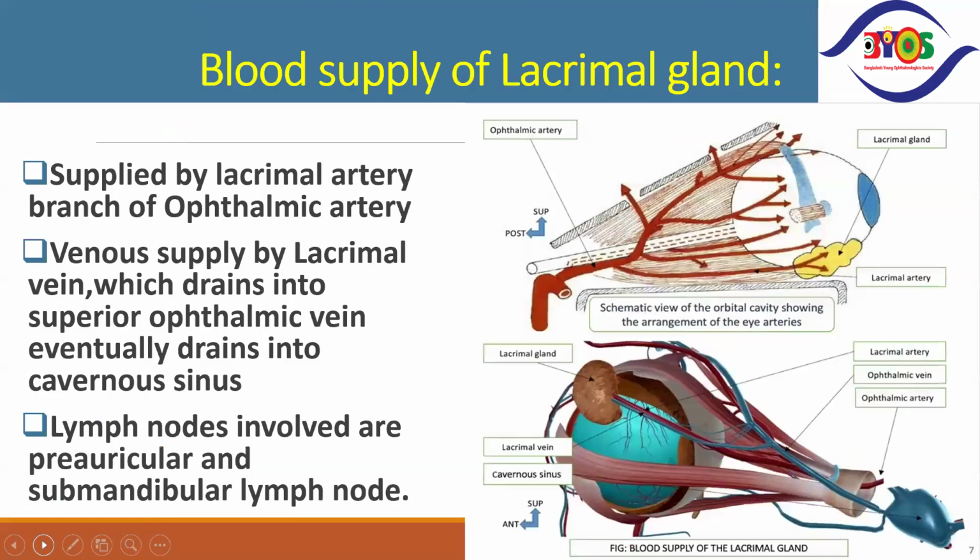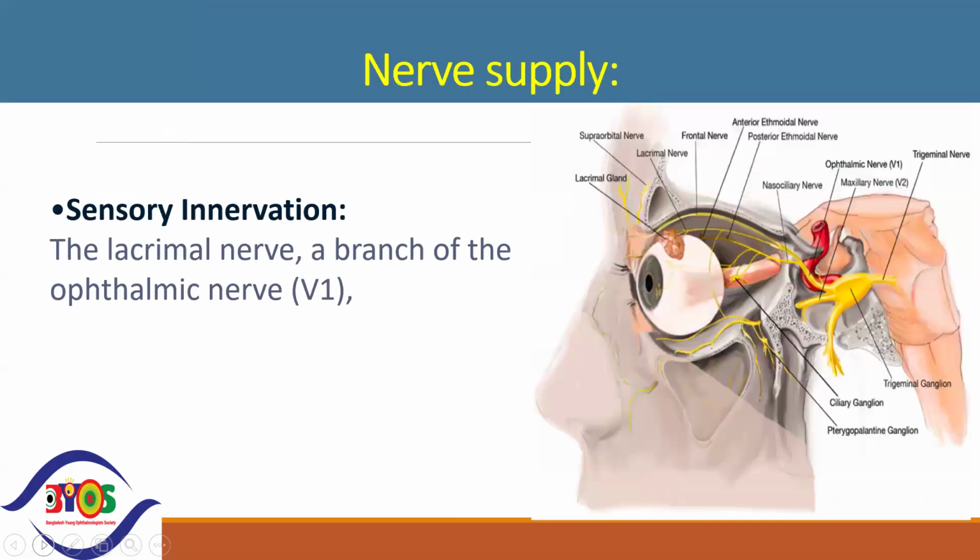The blood supply of the lacrimal gland: the arterial supply is mainly by the lacrimal artery, a branch of the ophthalmic artery. The venous supply is by the lacrimal vein, which drains into the superior ophthalmic vein and eventually into the cavernous sinus. The lymph nodes involved are the preauricular and submandibular lymph nodes. The nerve supply: the sensory innervation is by the lacrimal nerve, a branch of the ophthalmic nerve.